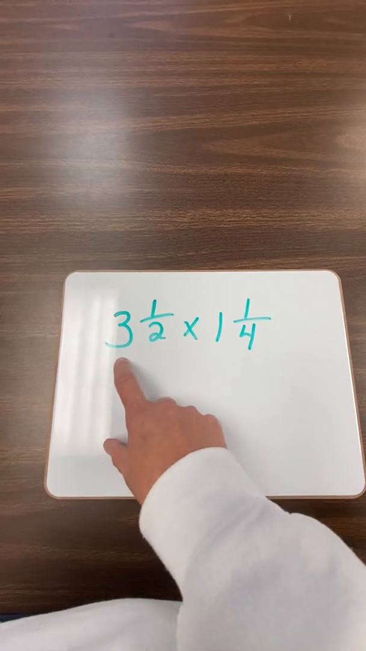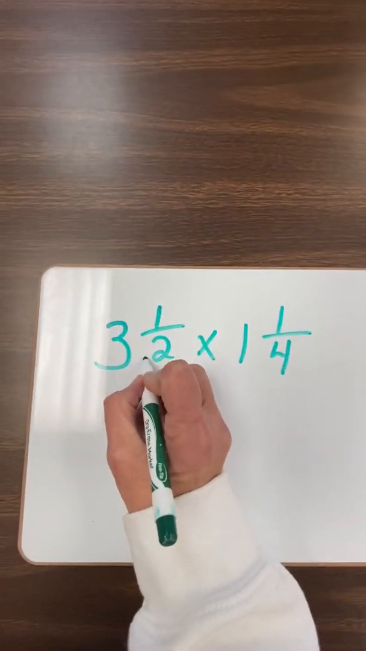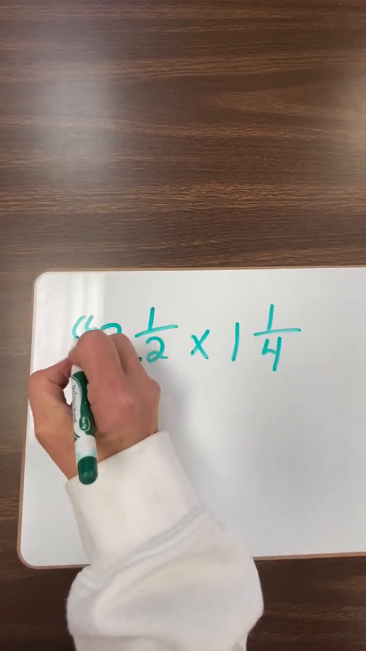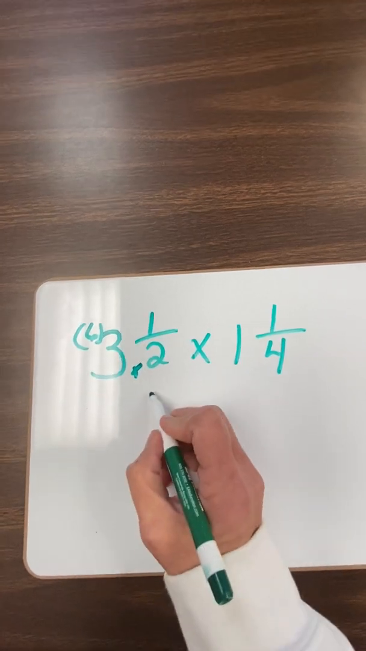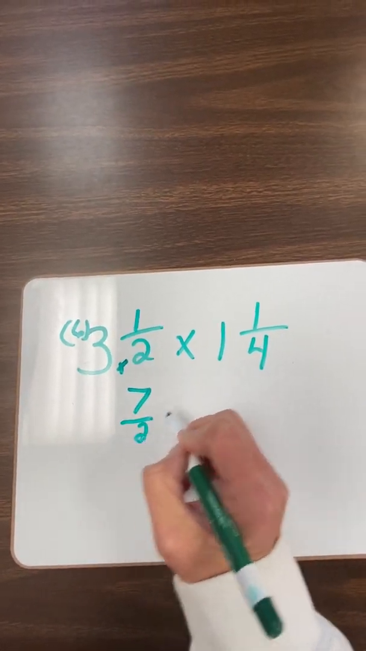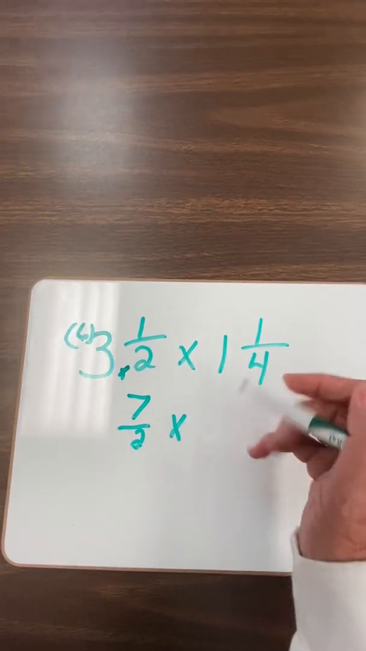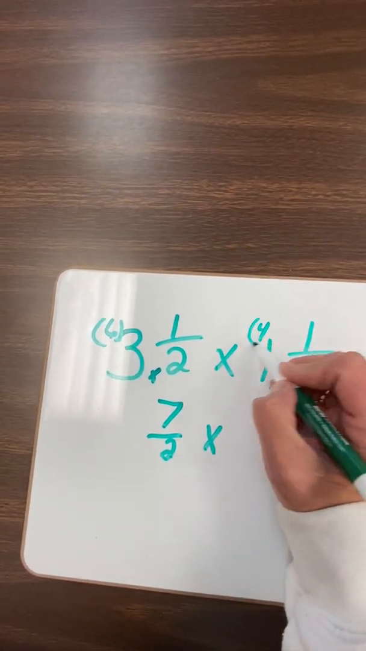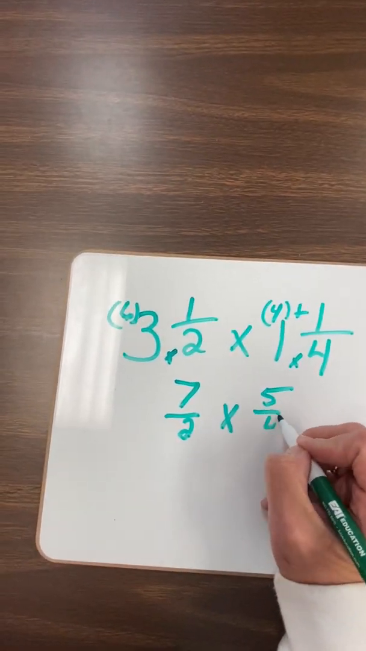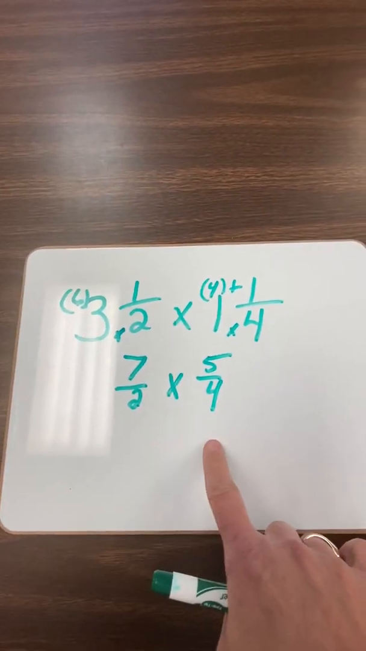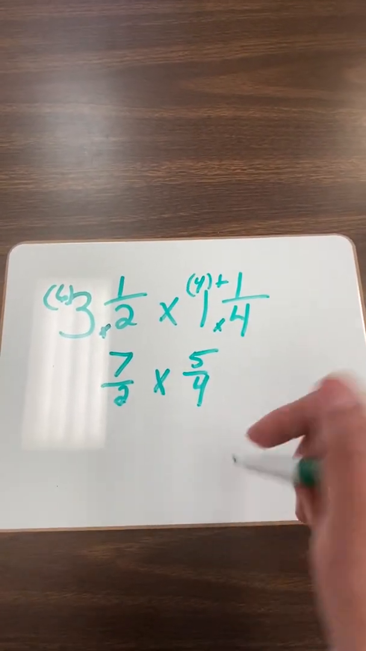So 2 times 3, 2 times 3 is 6. And then add the numerator. 6 plus 1 is 7. So 7 halves multiplied by 4 times 1 is 4. And then 4 plus 1 is 5. So 5 fourths. So now it's just like what we've been doing this week.